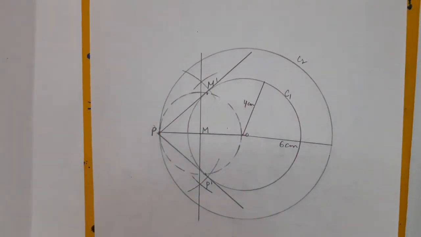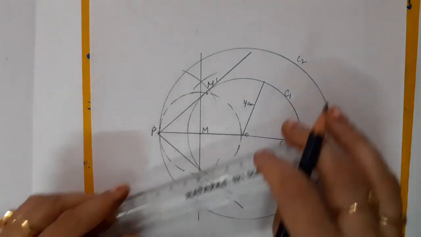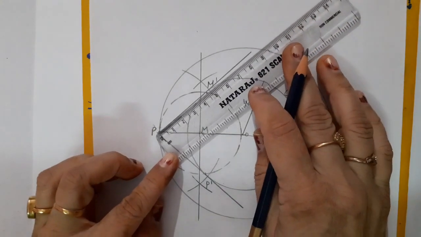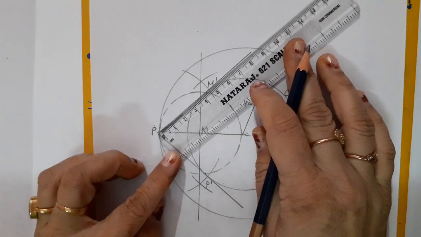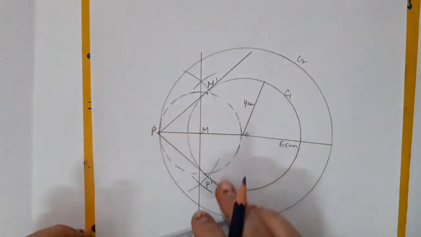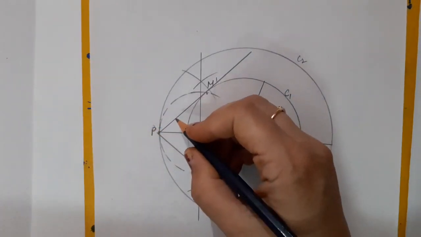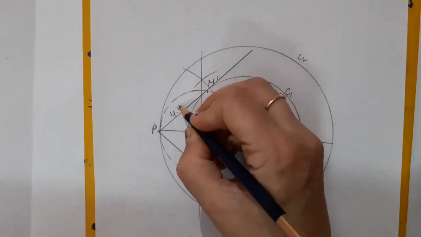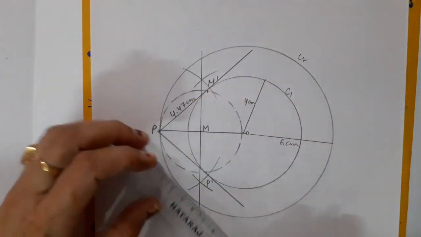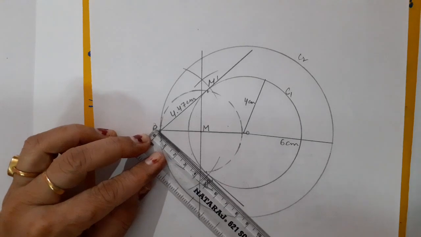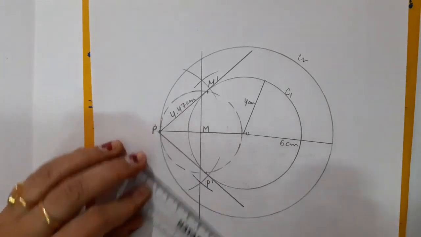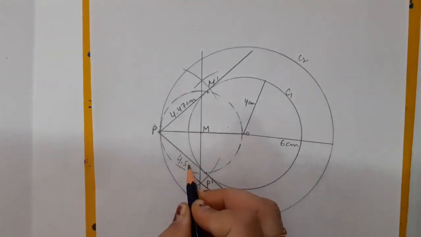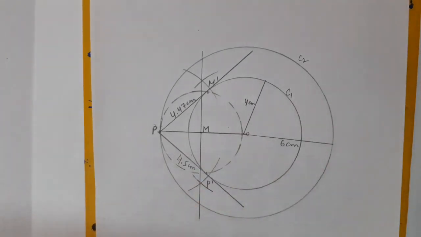Children, when I measure their length, PM dash as well as PP dash, I have observed that their length is equal to 4.47 centimeter. Here also this is equal to 4.47 centimeters. Okay, means you can call it as 4.5 centimeters. That is one and the same thing.